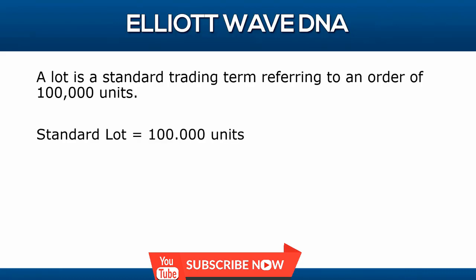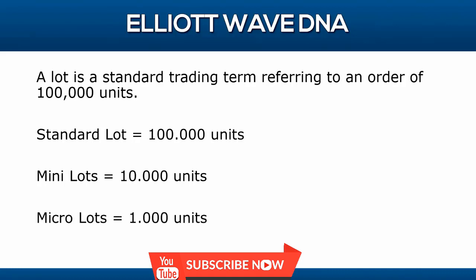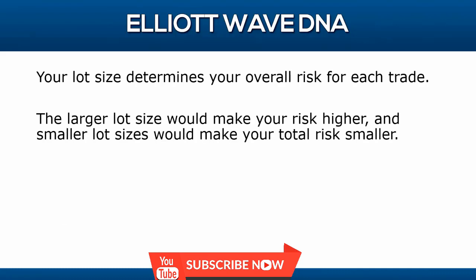Standard lot is 100,000 units, but we also have smaller sizes these days, like mini lots that are equal to 10,000 units and micro lots that are equal to 1,000 units. Your lot size determines your overall risk for each trade. The larger lot size would make your risk higher, and the smaller lot sizes would make your total risk smaller.